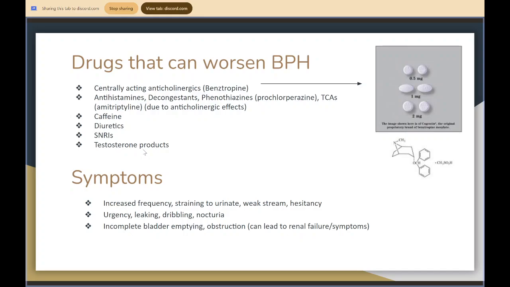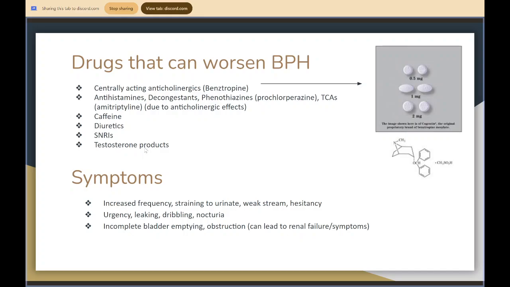All right. So symptoms of BPH are going to be increased frequency, meaning that you have to go more times, straining to urinate, weak stream, and hesitancy. There can also be urgency, meaning you feel like you need to go, leaking, dribbling, and nocturia, which is needing to wake up at night to urinate.